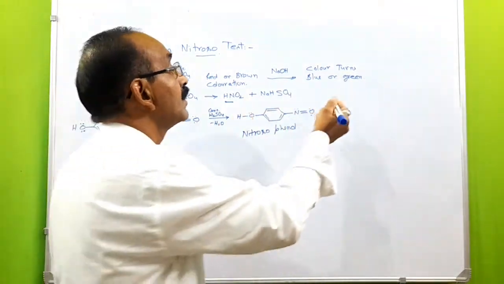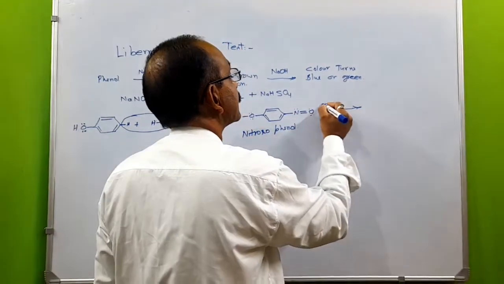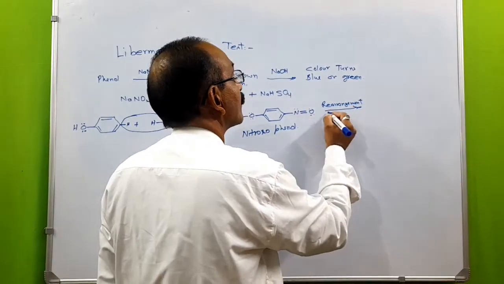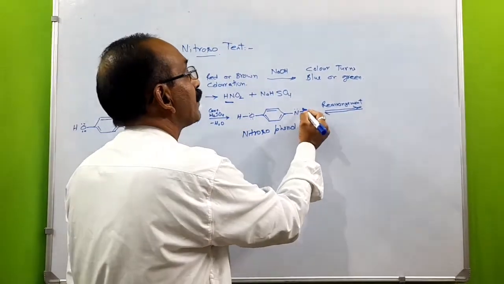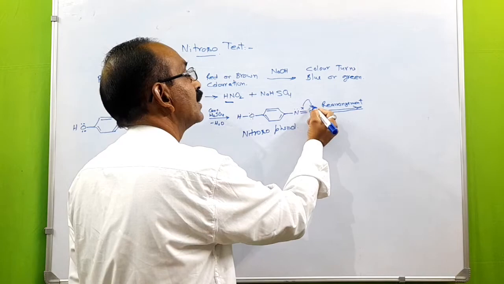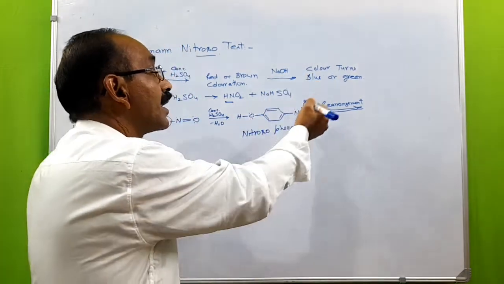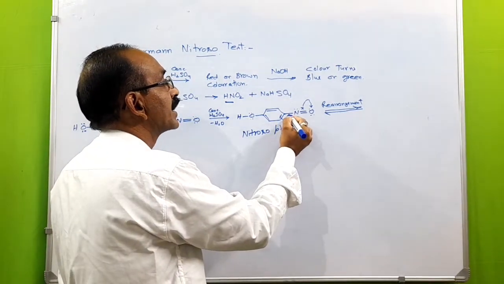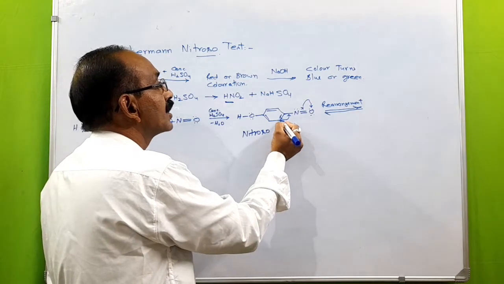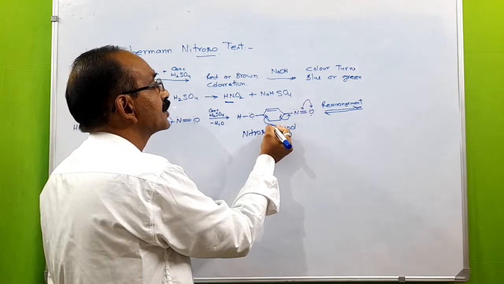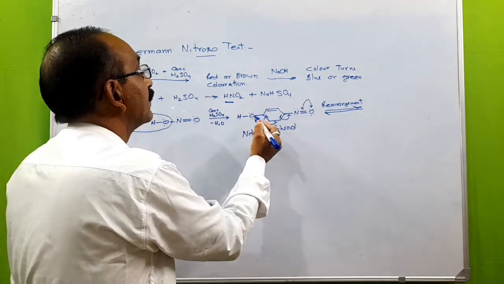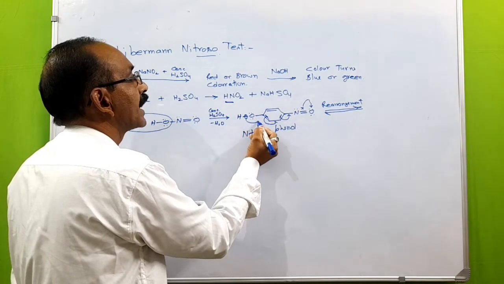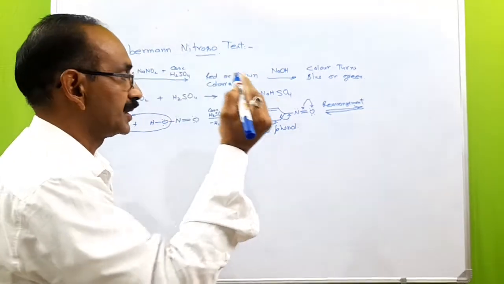This nitrosophenol rearranges. See, the pi electrons of this NO bond shift over the oxygen. Now this nitrogen itself becomes electron deficient. So these pi electrons shift in between the ring and nitrogen. Now in order to compensate the deficiency of this carbon, these electrons shift here. And finally, to compensate the deficiency of this carbon, the OH bond electrons shift in between the ring and oxygen.